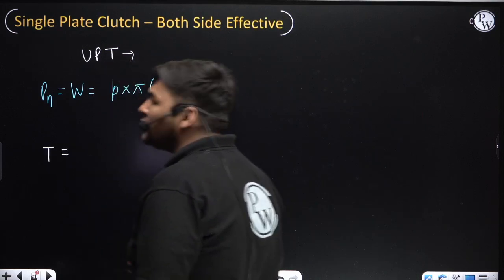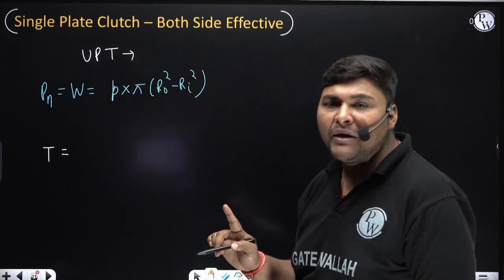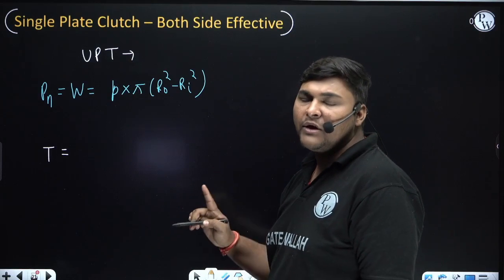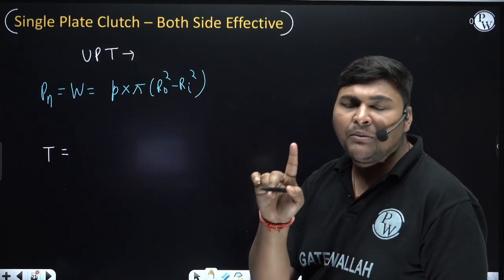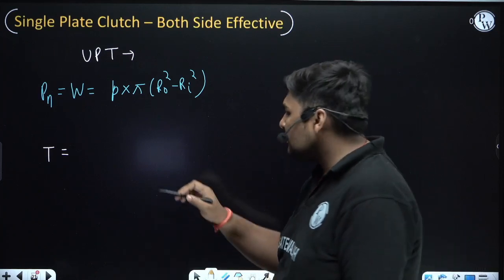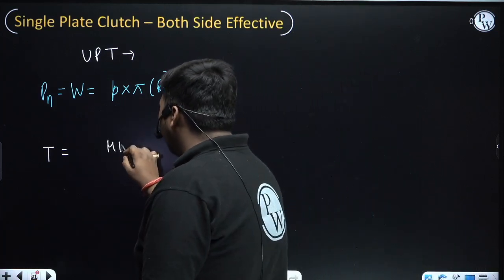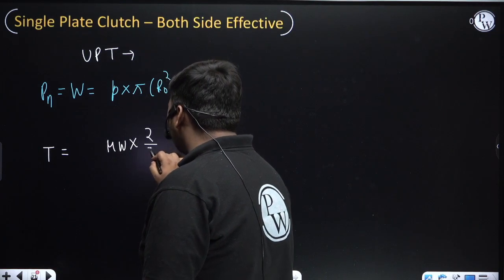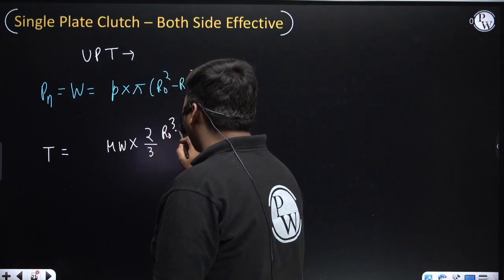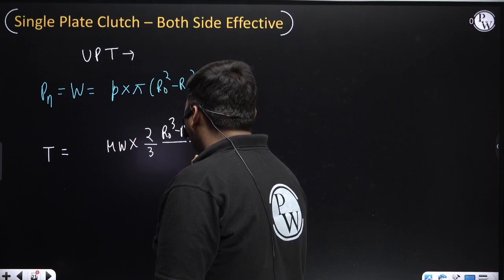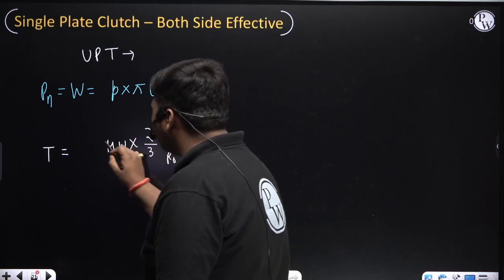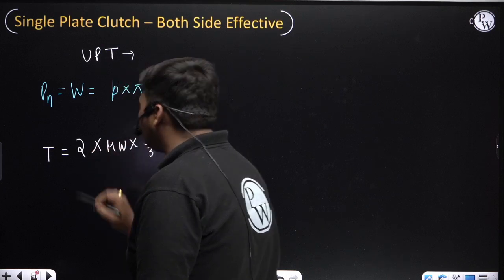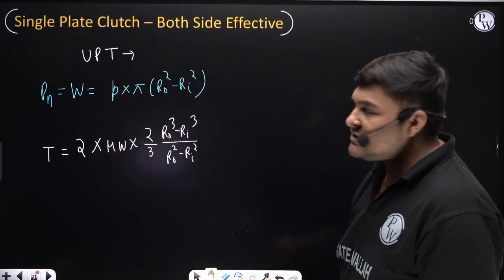Torque transmitted by uniform pressure theory by one pair of contacting surface. The formula to calculate torque transmitted by uniform pressure theory, if the number of pairs of contacting surface is 1, is mu W into Rm, and for uniform pressure theory, Rm is 2 by 3 into (R naught cube minus Ri cube) upon (R naught square minus Ri square). Now we will multiply this term with the number of pairs of contacting surface, which is 2 in this case.